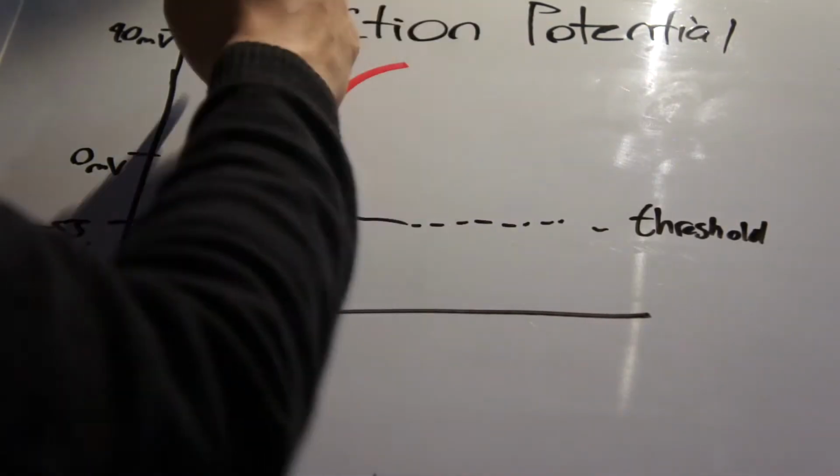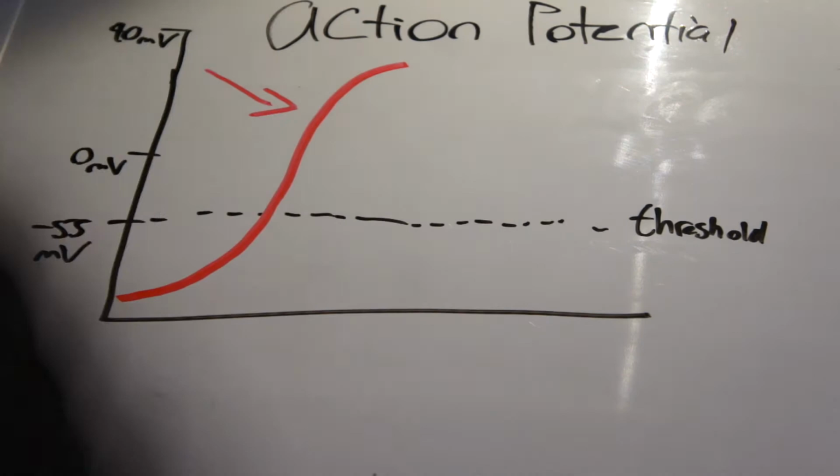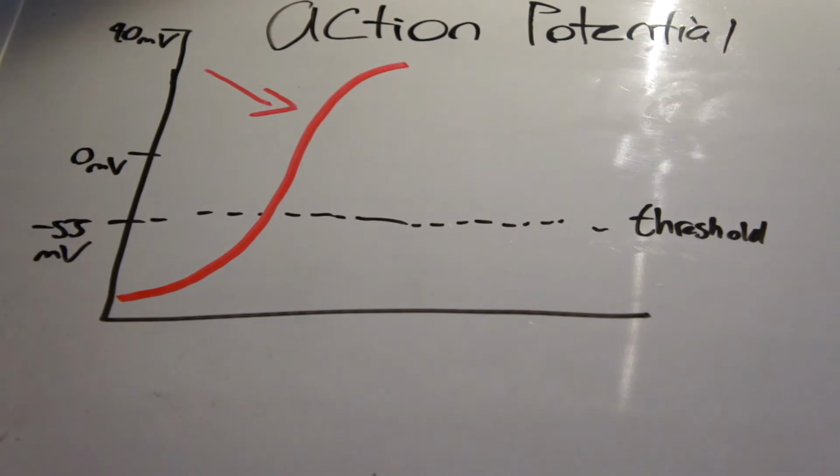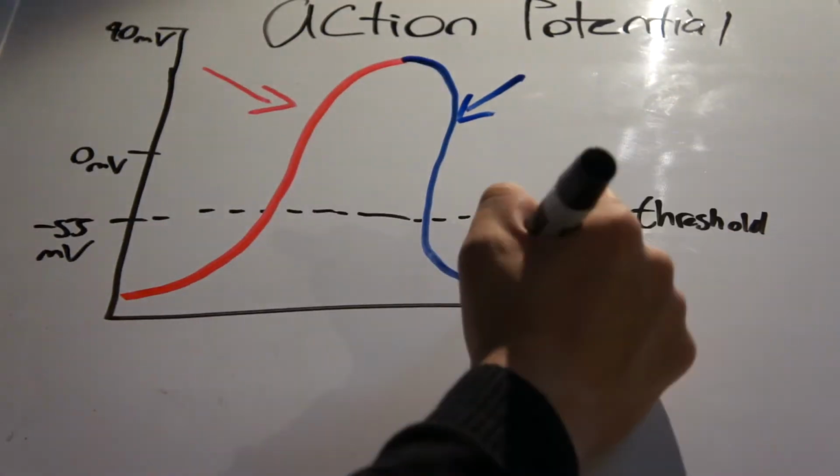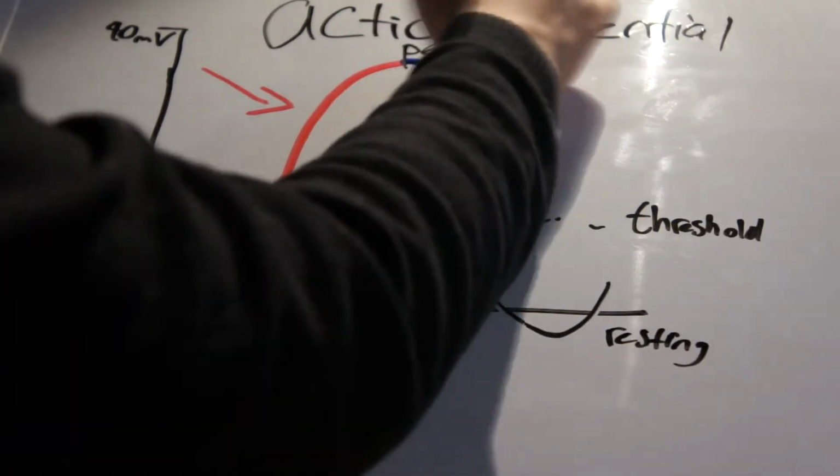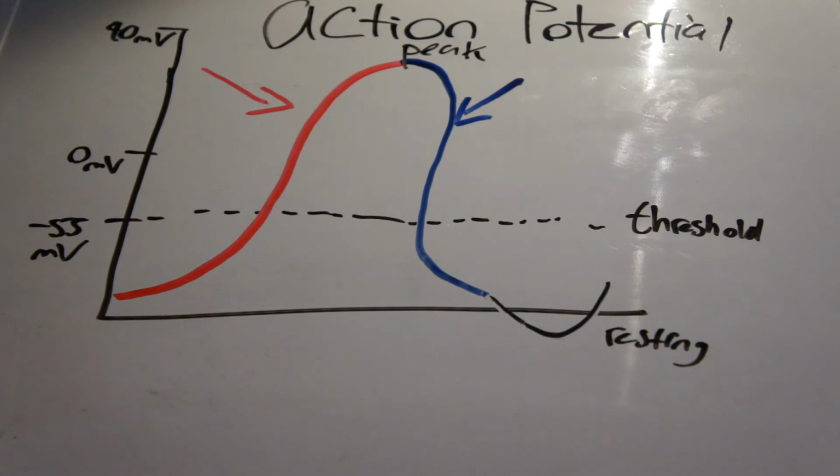Depolarization, indicated by the red line, is the shift from resting to the peak of positive 35 millivolts. Repolarization, indicated by the blue line, is the shift from the peak back down to its resting point. Hyperpolarization is the line that surpasses the resting potential and goes back into its resting state.